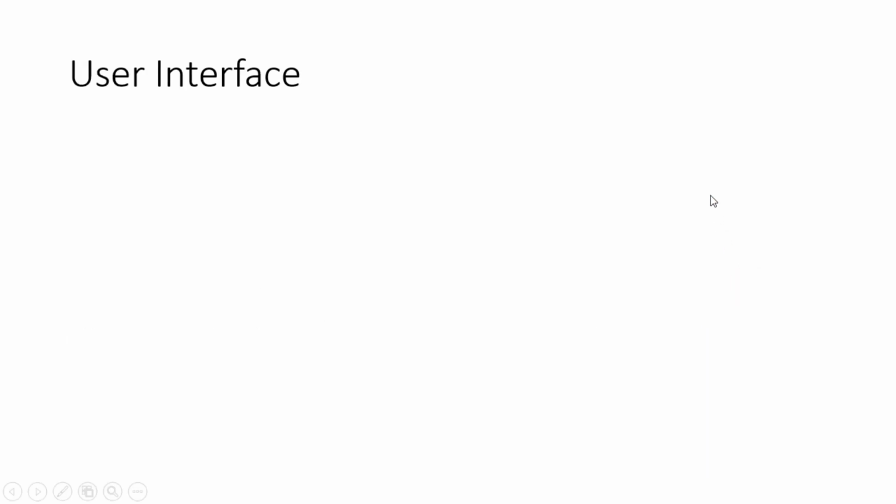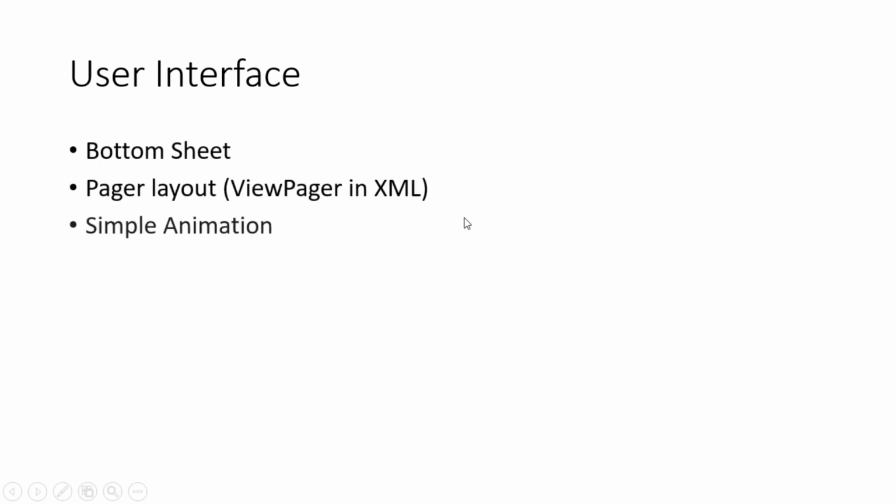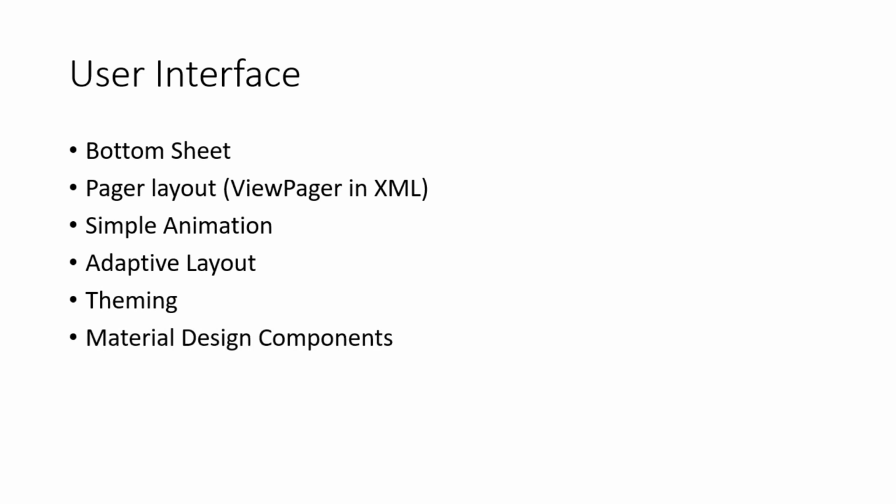We will talk about user interface and learn a lot about the bottom sheet and pager layout, which is a view pager in XML if you know it. And we will have some simple animation in our application. We will make adaptive layouts for other screen types, where a larger screen like a tablet has a different layout than a normal phone. And we will talk about theming and Material Design components.